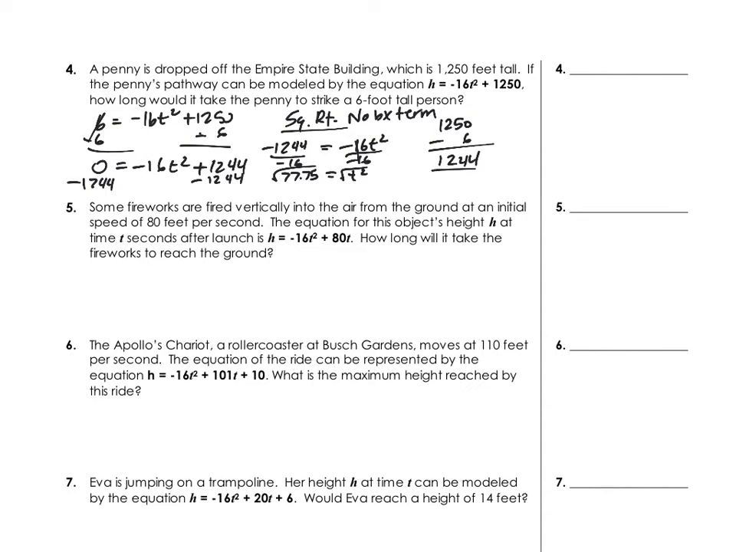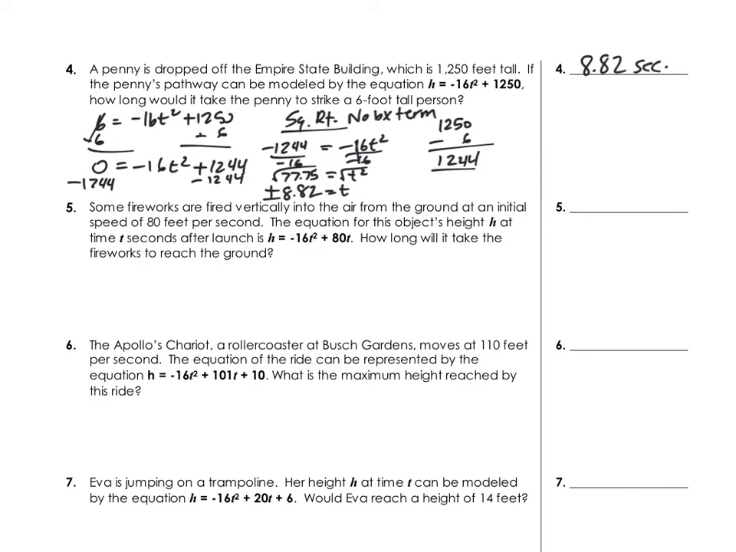Square root of 77.75 is 8.82. So plus or minus 8.82. And it's not going to be the negative version here. It's going to be the positive. Sorry about the bells. 8.82 seconds to hit a person on the head who's 6 feet tall. And probably kill them. Sad story.